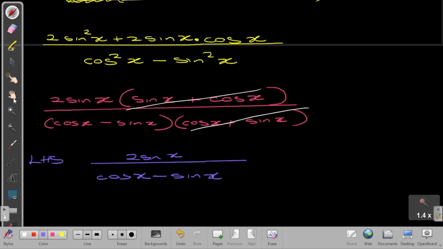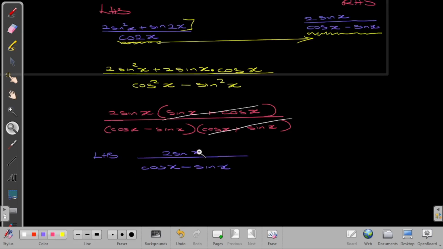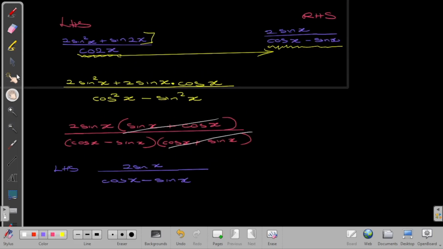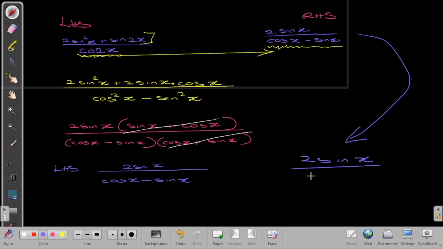Now let us go check the right hand side before I give you guys some free advice. I know you love advice, you need that guidance. So we have 2 sine x over cos x minus sine x. This is the right hand side, the RHS, and it's the same thing.